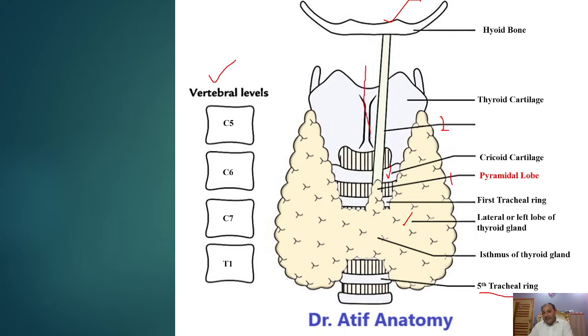You see that this is the midline. On the left side of the midline, this lobe is present on the left side, and from this pyramidal lobe there is a muscular extension upward which attaches this lobe to the hyoid bone. This is called the levator glandulae thyroideae.